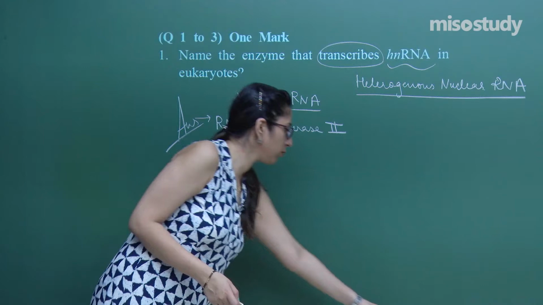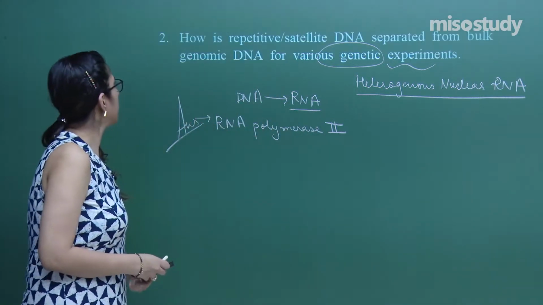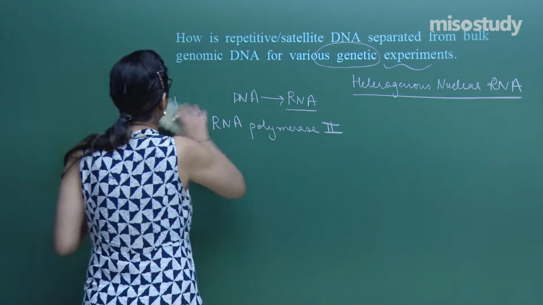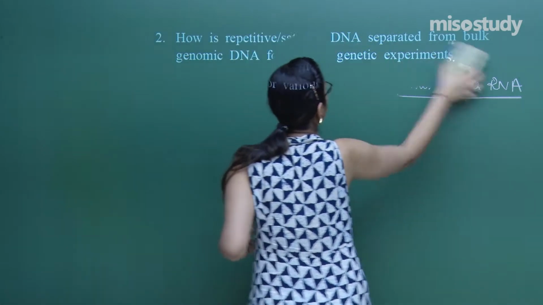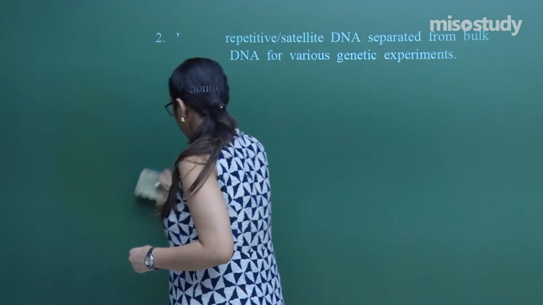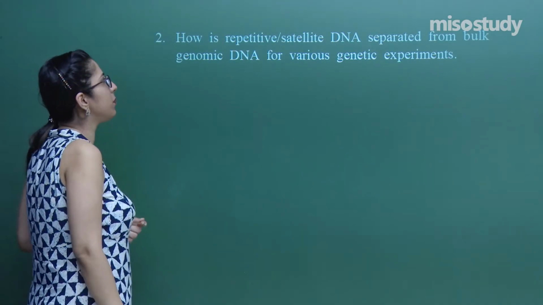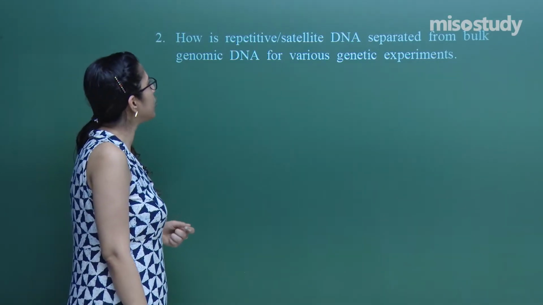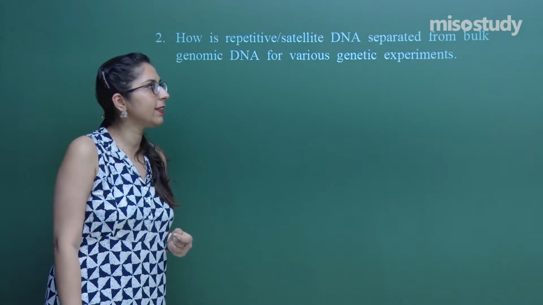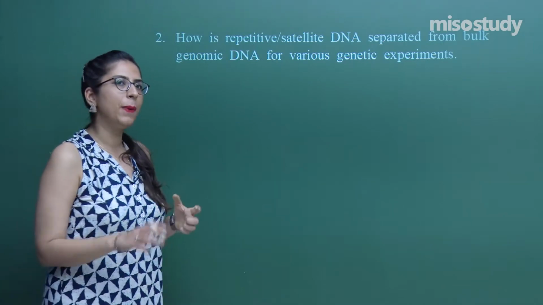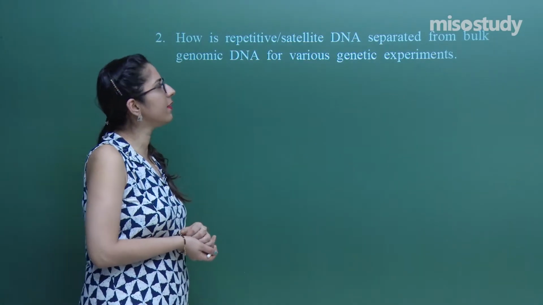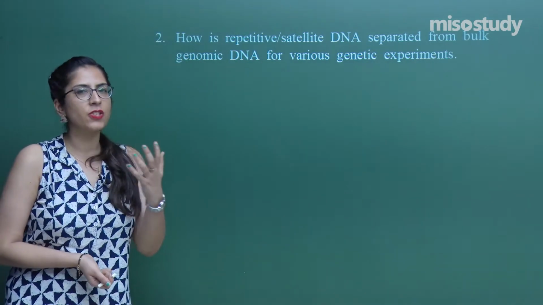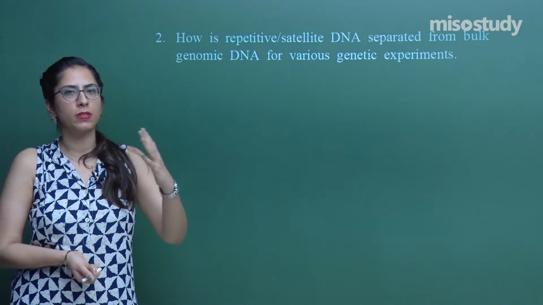Now let's move on to the next question, question number 2. Just read this question by the time we prepare this board. The question says, how is repetitive or satellite DNA separated from bulk genomic DNA for various genetic experiments? A bulk DNA is there and we have certain repetitive sequences present in eukaryotic DNA.